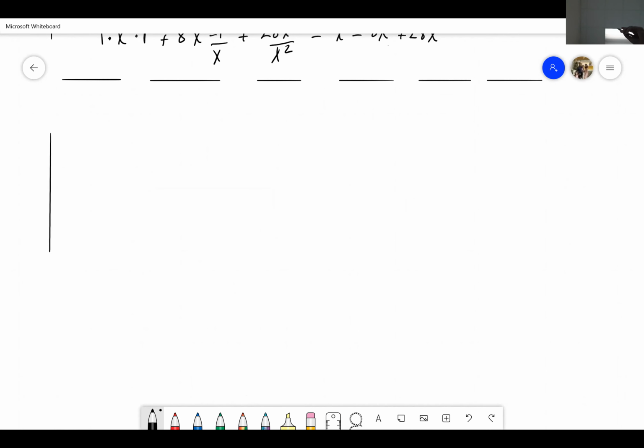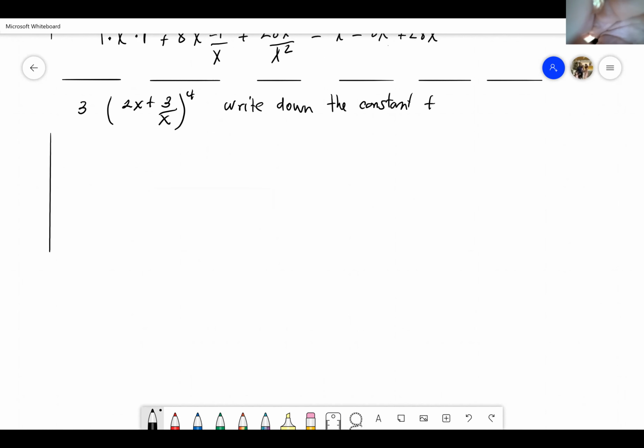All right, look at number 3. Number 3 says 2x plus 3 divided by x to the 4th, and they want you to write down the constant term. What does that mean? Write down the constant term. What does it mean to write down the constant term? The one that is a number by itself without the x's. That's what it means to write down the constant term.